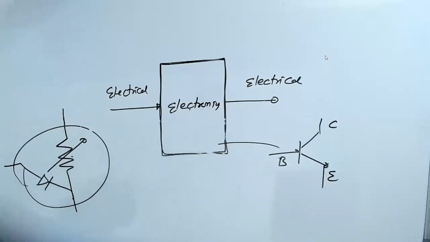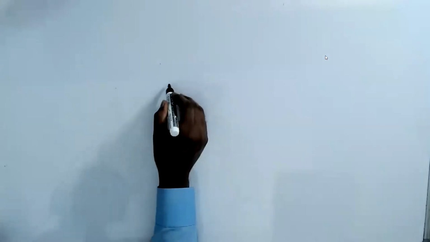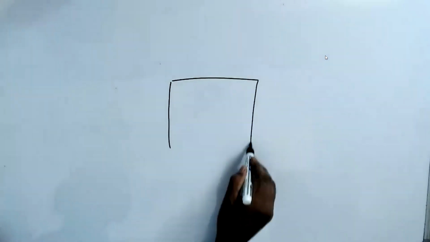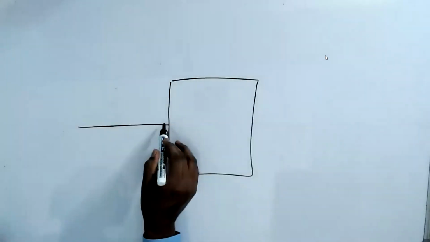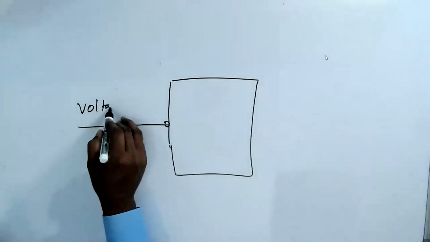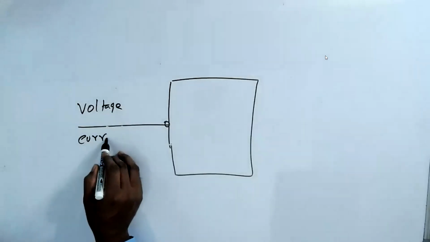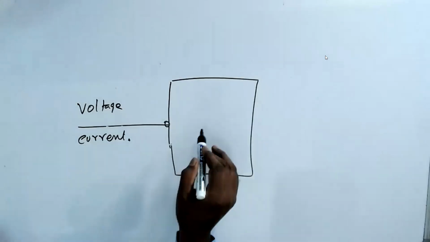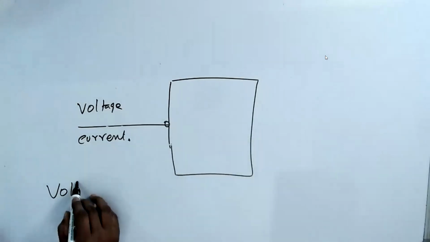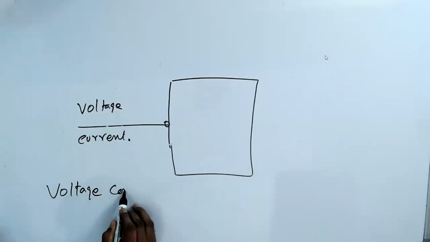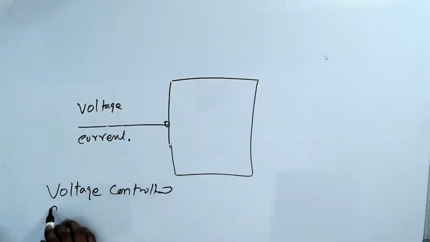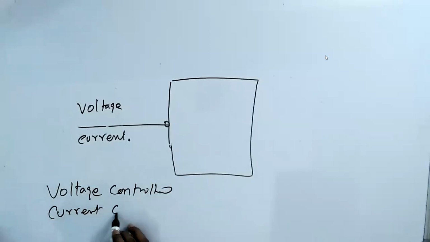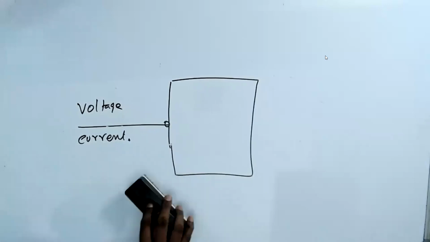So basically, to have electronics, they were looking for a component controlled by voltage or current, whatever it is. There are two types of components. One is called voltage controlled, the other one is current controlled. Each one has an advantage and a disadvantage. That is what we're going to discuss today.